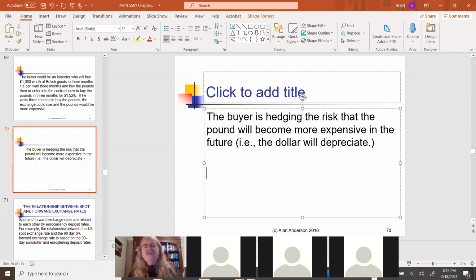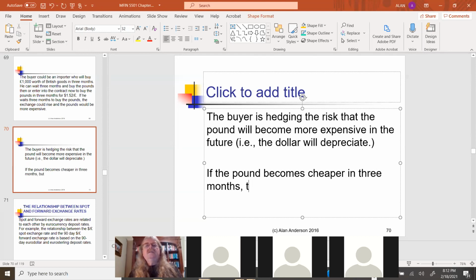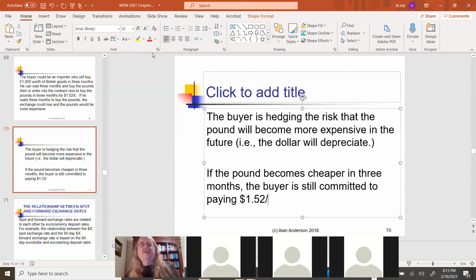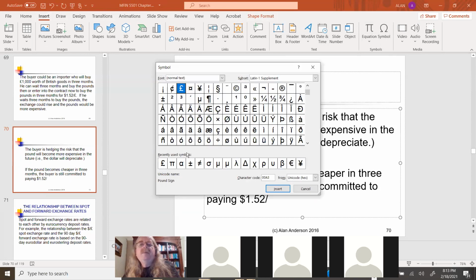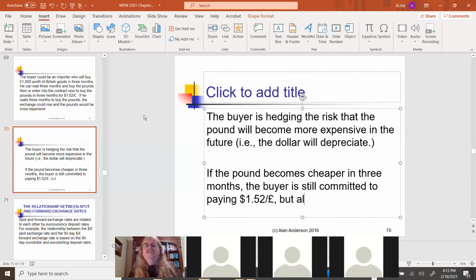Now, there's only one potential drawback here. If the pound becomes cheaper in 3 months, the buyer is still committed to paying the price of $1.52 per pound, which means that he cannot take advantage of the lower price, but all the risk is eliminated. All his foreign exchange risk is eliminated.